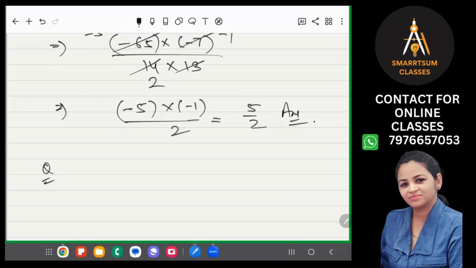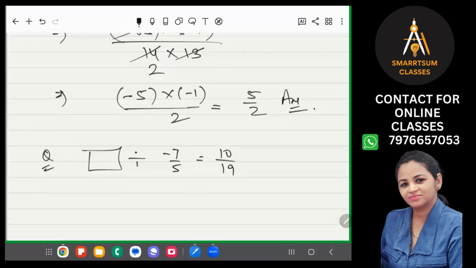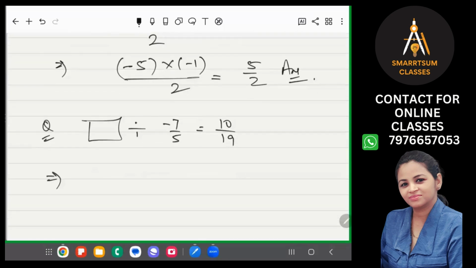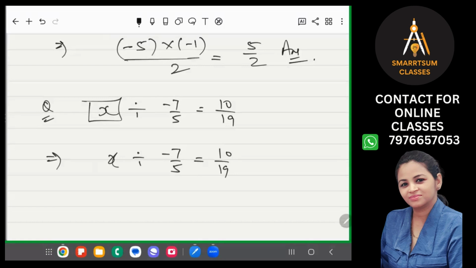Another type of question, suppose you have to find a number here divided by minus 7 by 5 is equal to 10 by 19. Means you have to find a number which when divided by minus 7 by 5, you are getting 10 by 19. Please see to the screen. Now, what you can do is you can assume that suppose this number is x, right? So x divided by minus 7 by 5 is equal to 10 by 19 and we have to find the value of x, right?